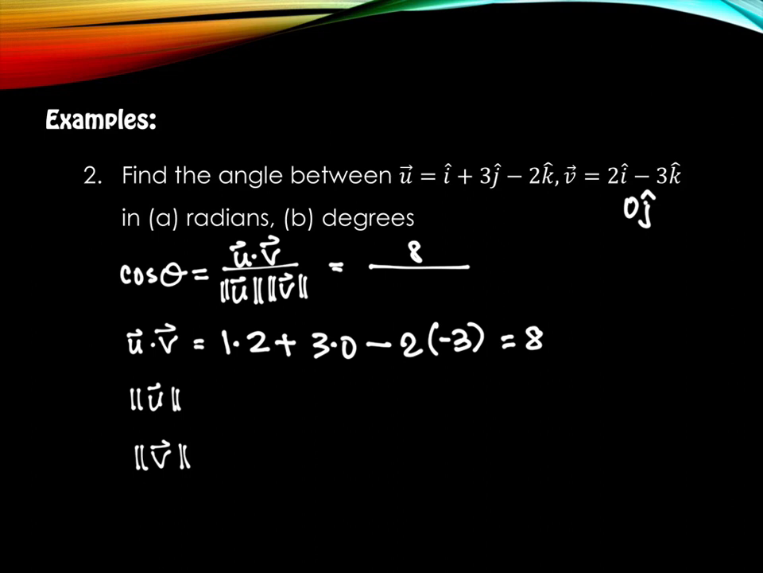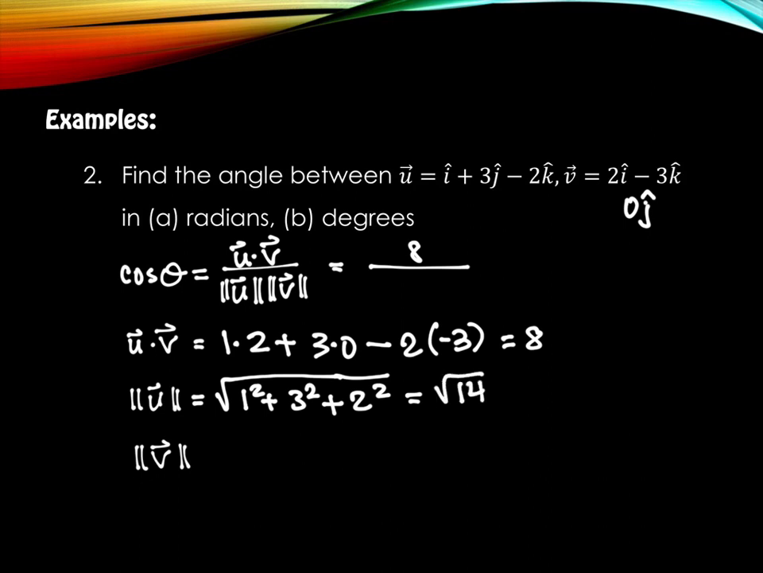Now we're going to do the magnitude of u. So the magnitude of u is found by taking the square root of each of these components squared. So I have 1 squared plus 3 squared plus, and if you want to write negative 2 squared, you can, but it's the same thing as writing 2 squared, so I'm going to drop the negative since I'm squaring it anyway. 1 plus 9 plus 4 gives me 14. 14 is the popular number for the day, isn't it? So I have square root 14 here.